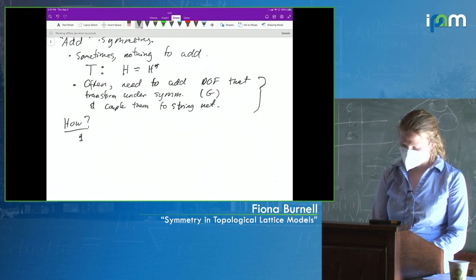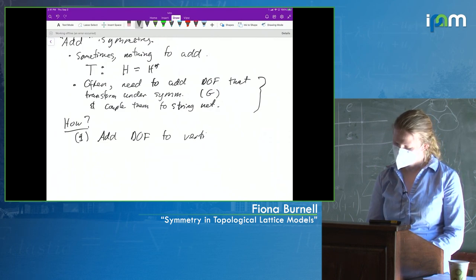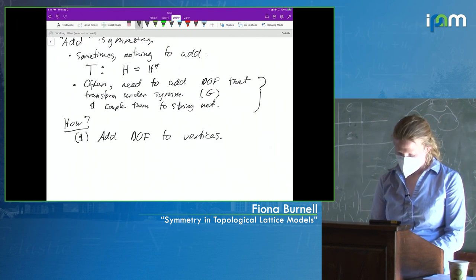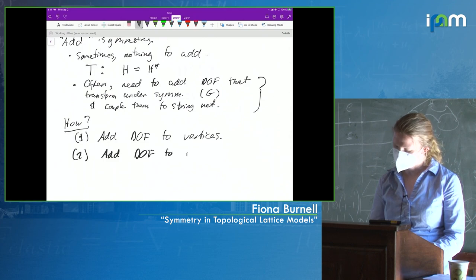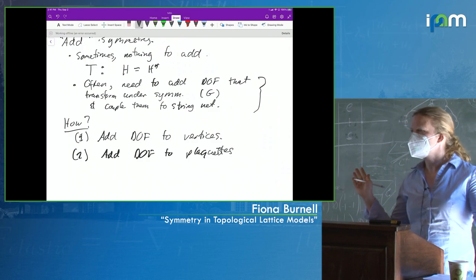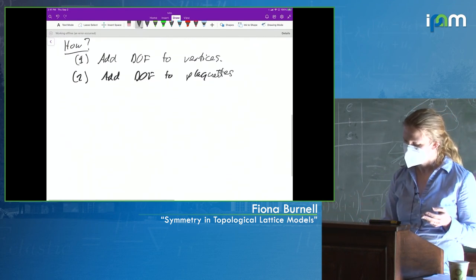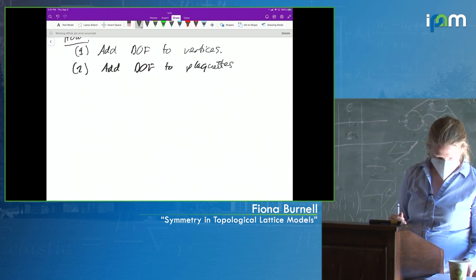And method one is I can add degrees of freedom at the vertices. And I'll give you an example of what this might look like in a minute. And the second thing I could do is I could add degrees of freedom to the plaquettes. Okay. I'm not saying you couldn't do something else. Maybe there's interesting constructions where you add these degrees of freedom to the edges, but these are two useful ways for which we've built some models that are maybe interesting.